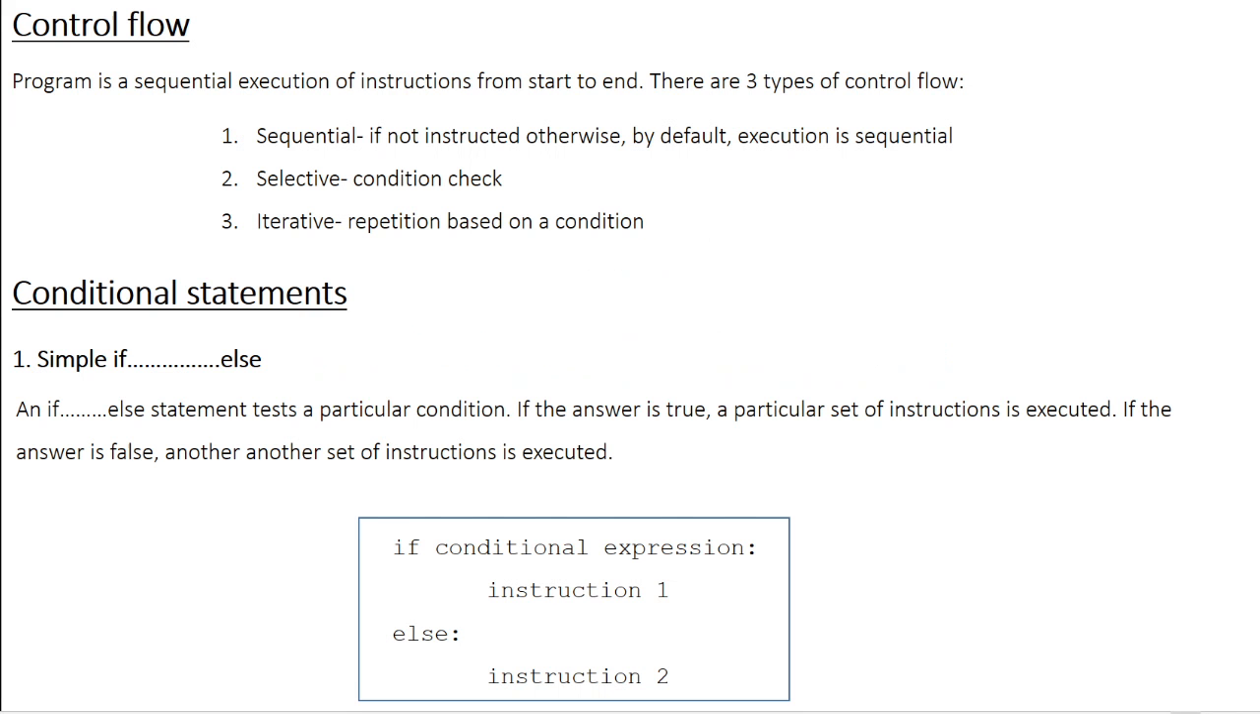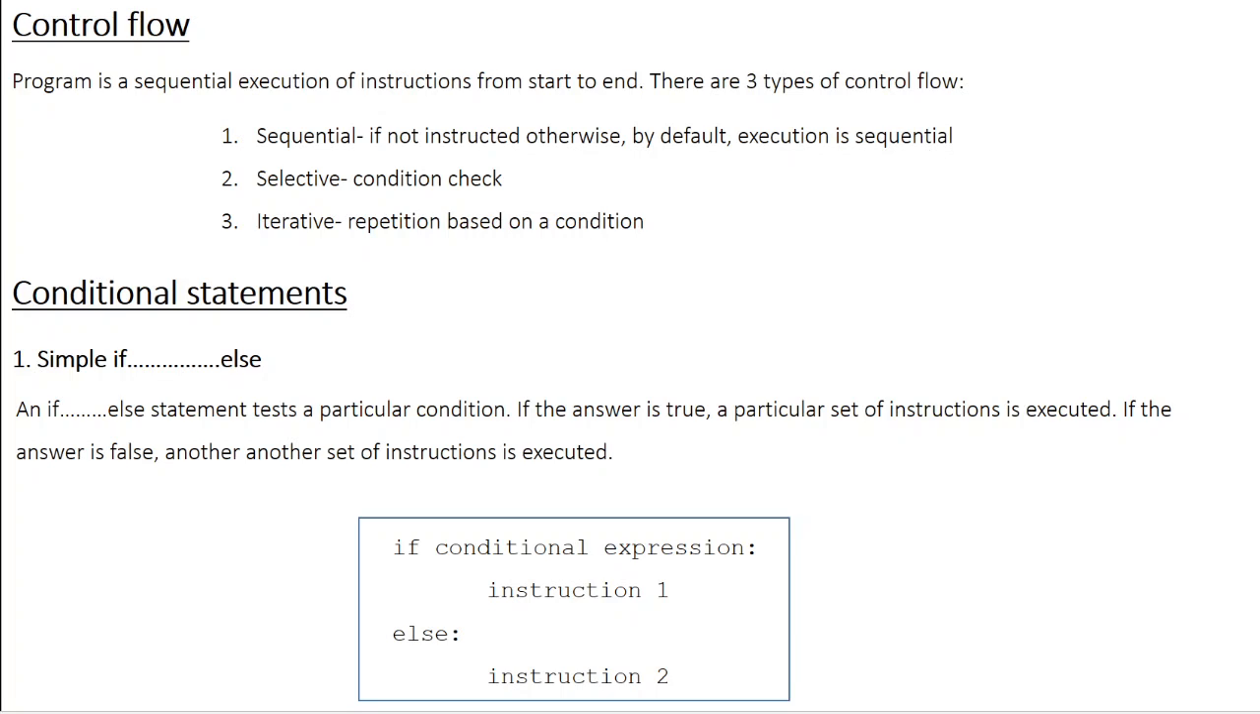In today's class, let's learn about control flow during a program. As we already know, a program is a sequential execution of instructions from start to end. And there are three types of control flow. The most basic one is the sequential control flow. If you have a 10-line code, the first line will be executed, then the second line, then the third line, so one after another. This is the default. If not instructed otherwise, the execution is always sequential.